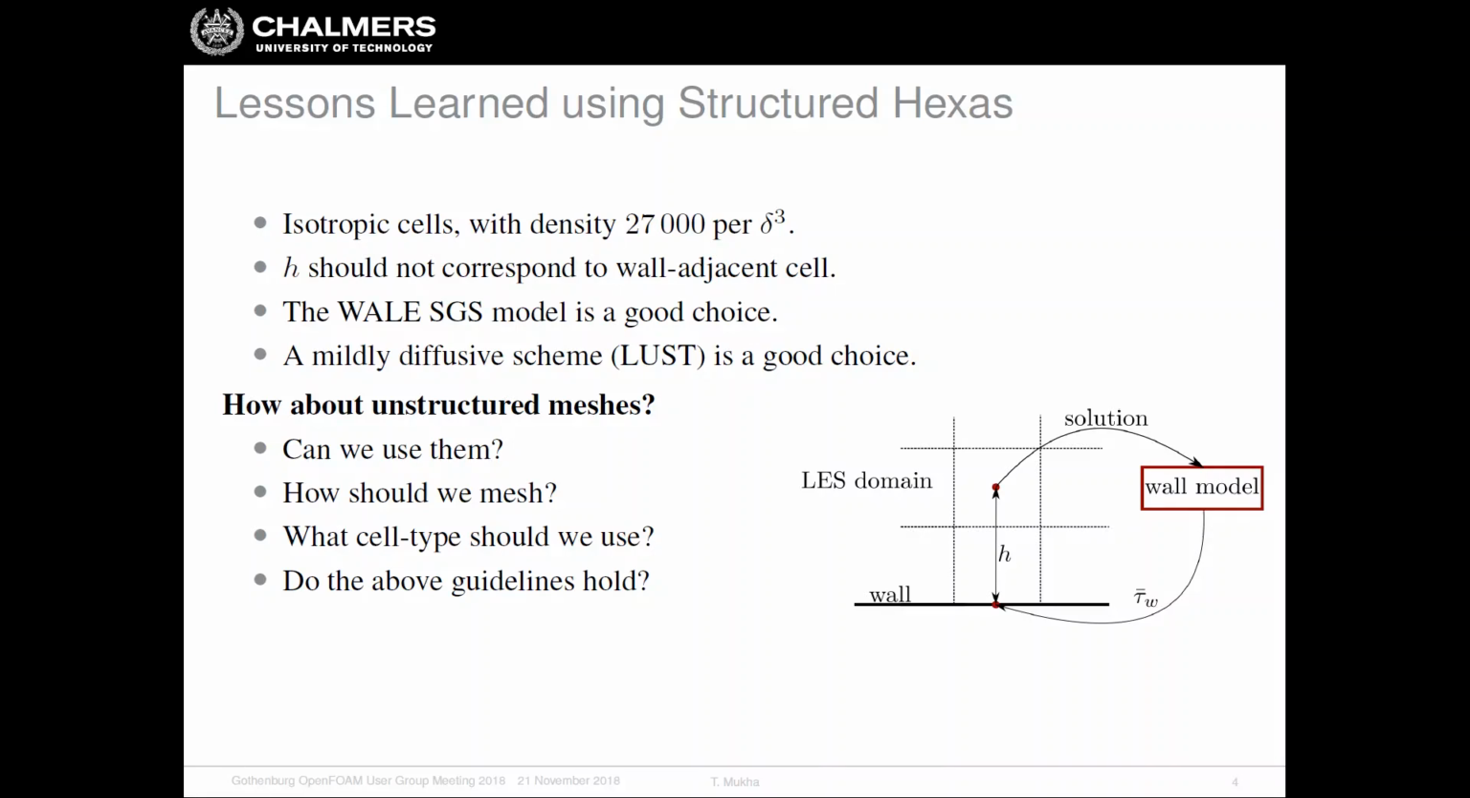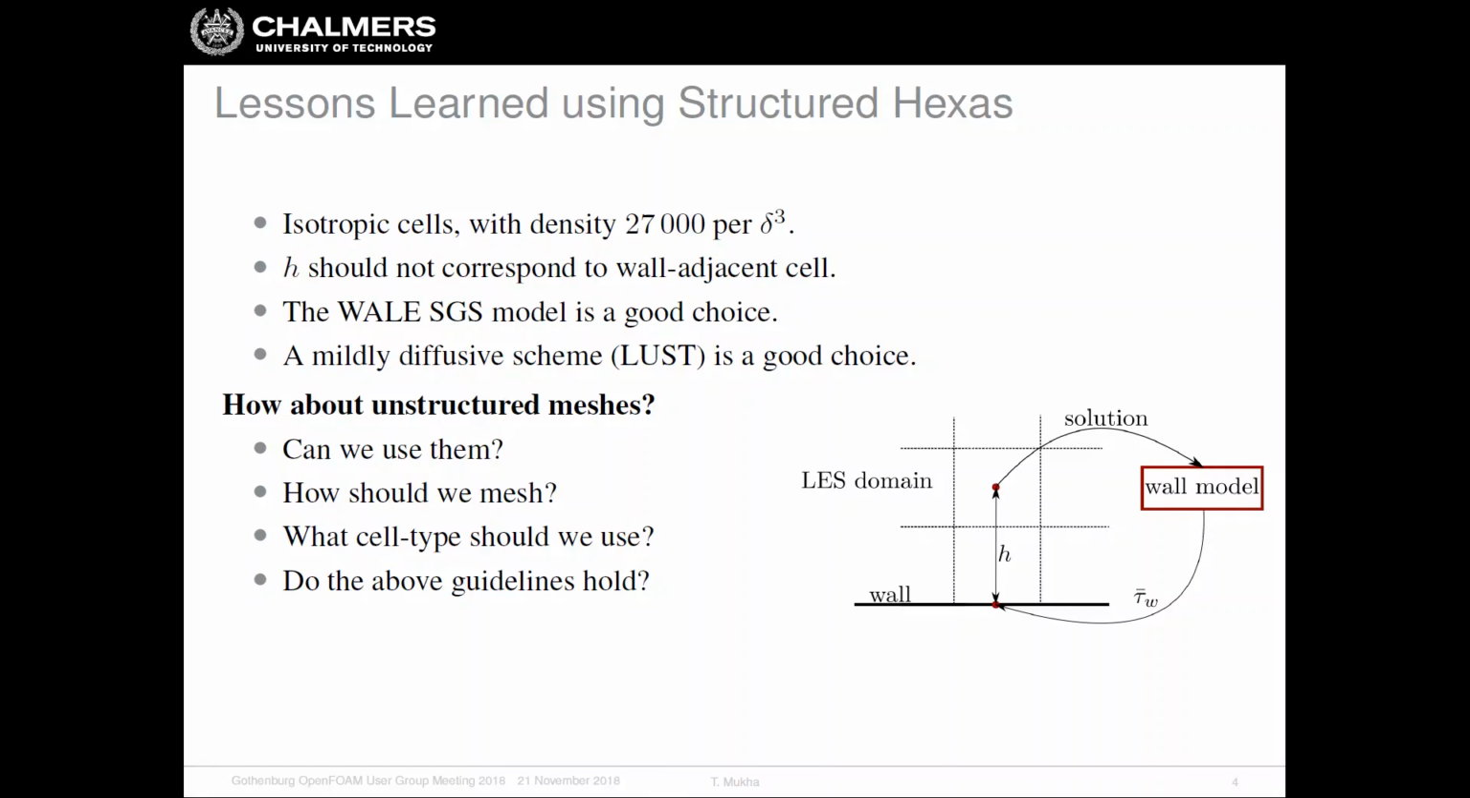Now the second guideline refers to this H, and the important thing is that you don't set H such that you sample from the wall adjacent cell. So it's totally fine to sample, for instance, from the second cell of the wall, but you should not sample from the wall adjacent cell. And here one should mention that in standard OpenFOAM, exactly this is being done: sampling from the wall adjacent cell, and you have no way of controlling that. So something our library can do for you is that you can set this H on a per phase basis.